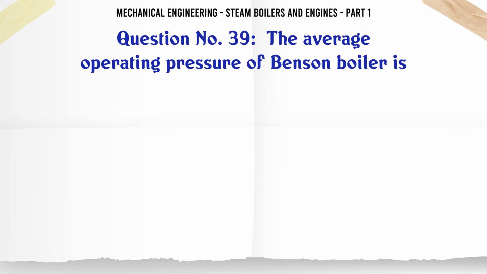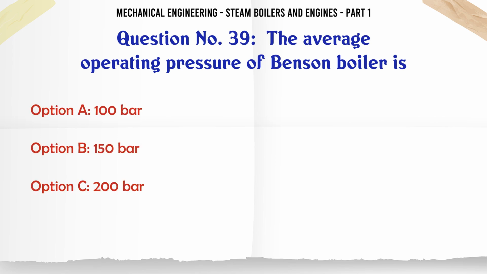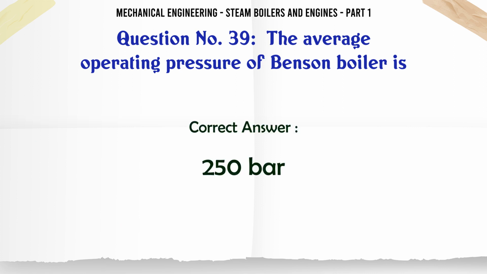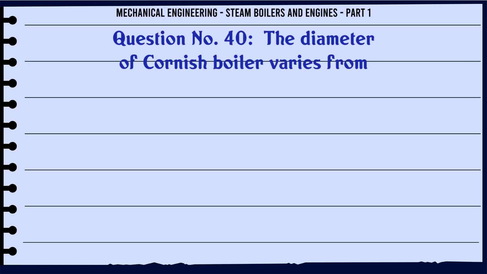The average operating pressure of Benson boiler is: A. 100 bar, B. 150 bar, C. 200 bar, D. 250 bar. The correct answer is 250 bar.